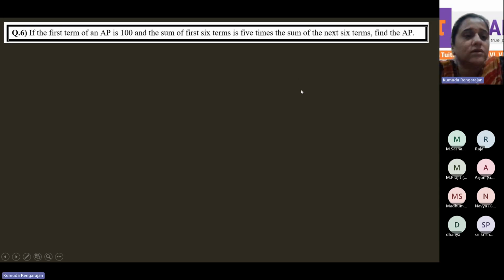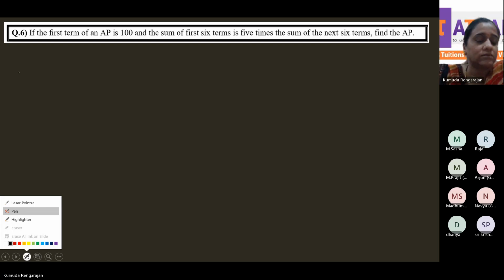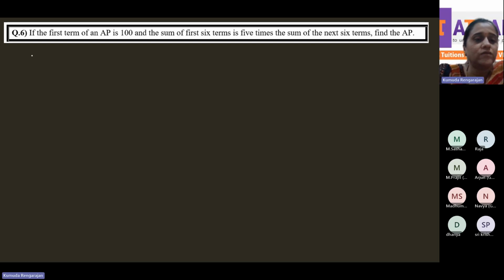In this one, if the first term of an AP is 100 and the sum of the first 6 terms is 5 times the sum of the next 6 terms, find the AP. The first term is given to us, the first term is 100, and the sum of the first 6 terms, that is S6.